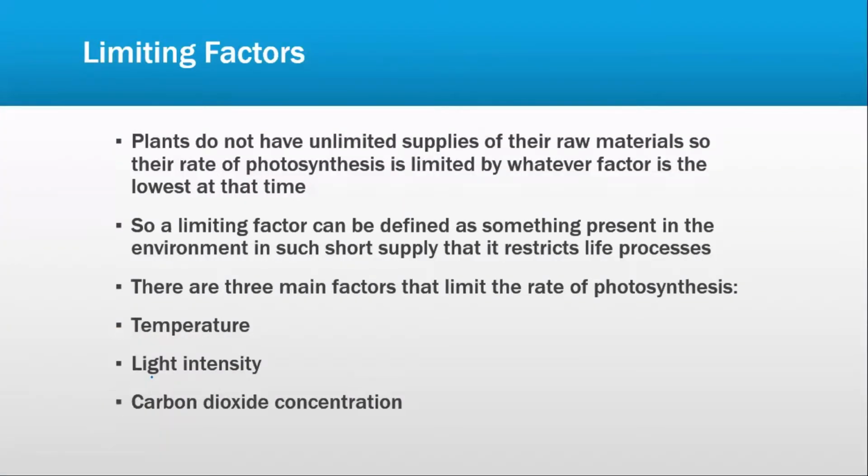So basically, limiting factors. Plants do not have unlimited supplies of their raw materials, so their rate of photosynthesis is limited by whatever factor is the lowest at that time. All right, so there are many factors that affect the rate of photosynthesis, but whichever factor is the lowest is the one affecting the rate of photosynthesis at that particular time.